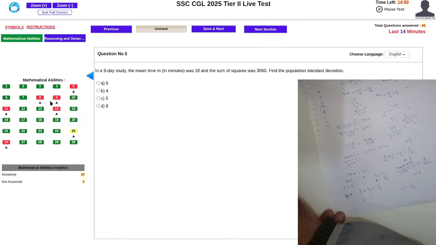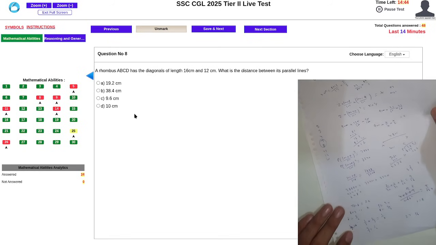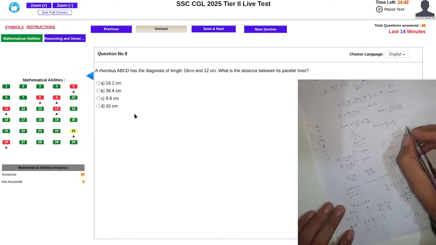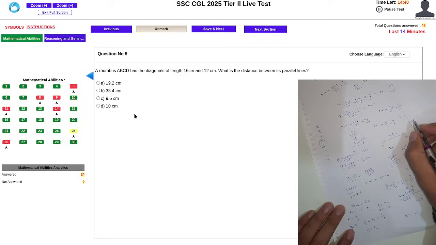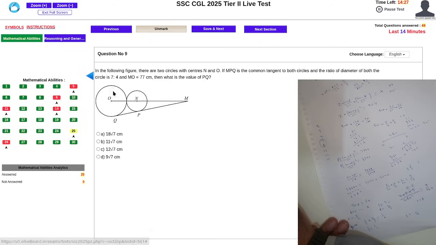ये तब ये. डिस्टेंस बिटवीन द पैरेंट्स, ऑल साइड्स इक्वल होती हैं तो 256 प्लस 144, 10 400, 4a स्क्वायर. 10. 4.